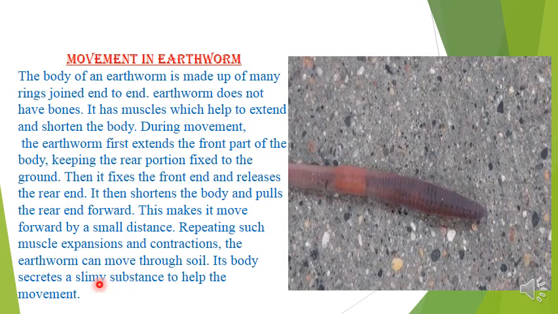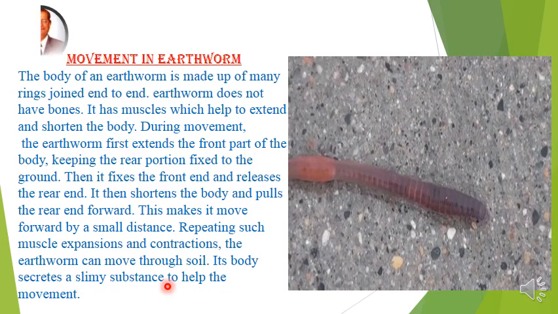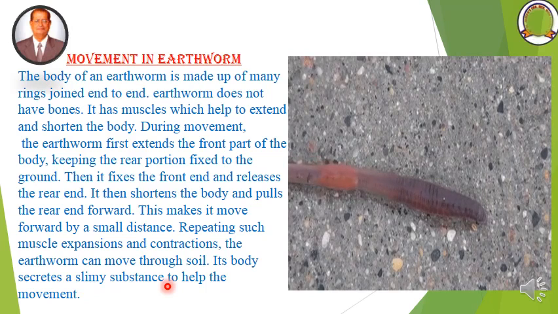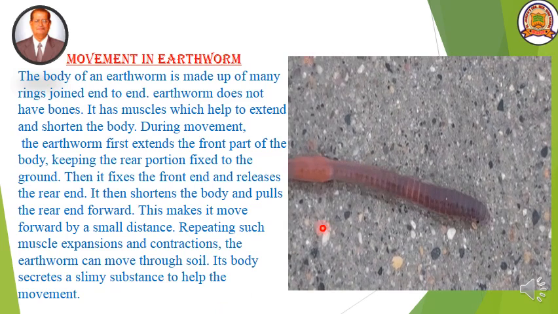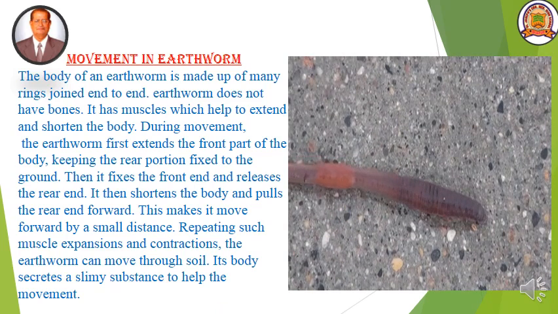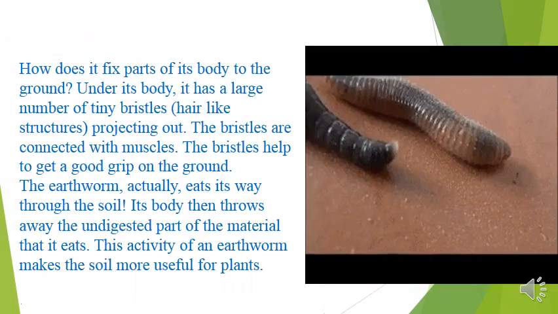Its body secretes a slimy substance to help the movement. This is about the movement in the earthworm, which doesn't have any bones or framework like a skeleton. It is made up of muscle. The contraction and relaxation of the muscle makes it move.